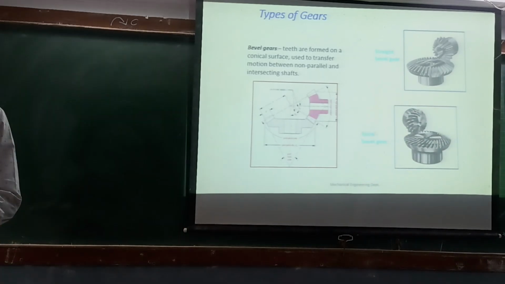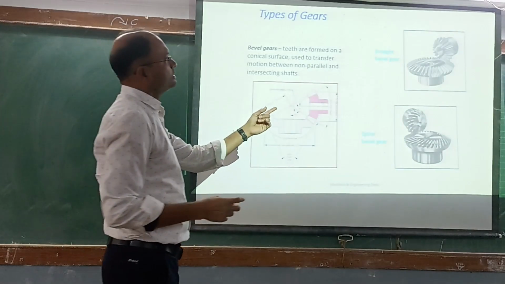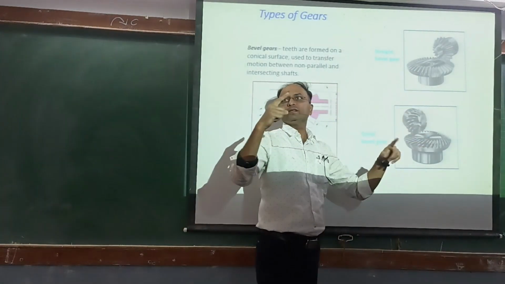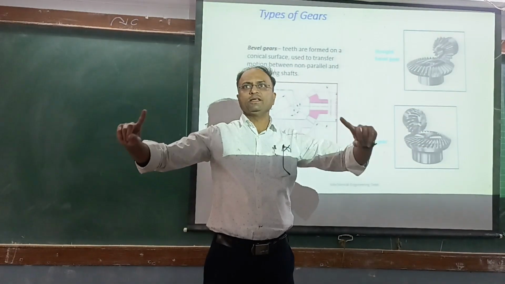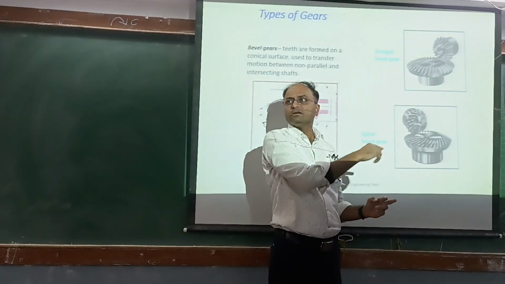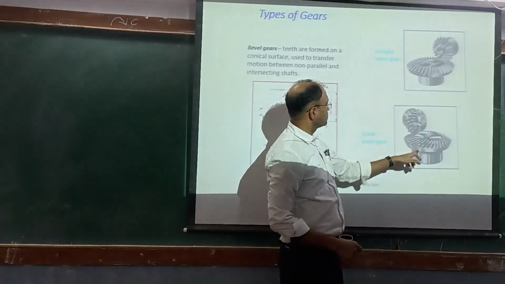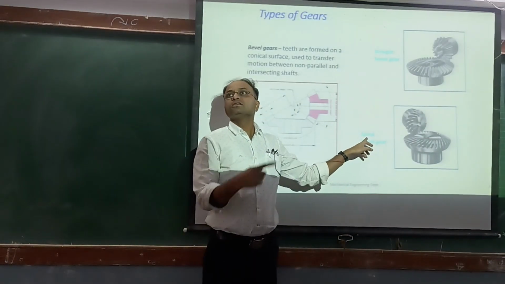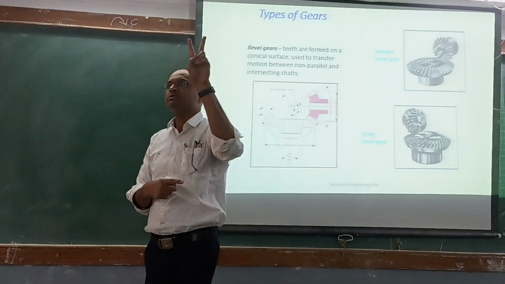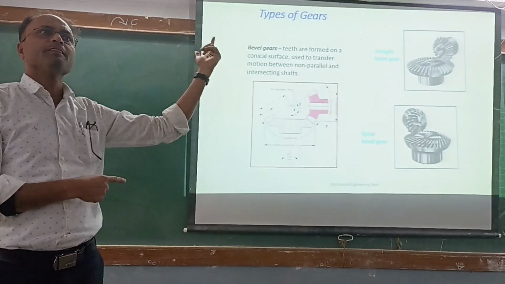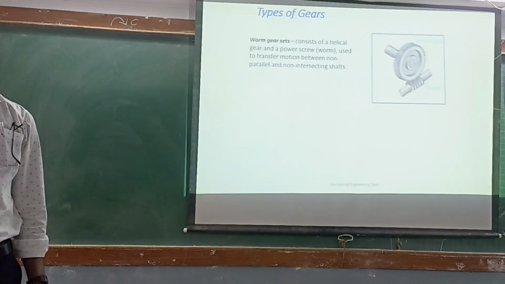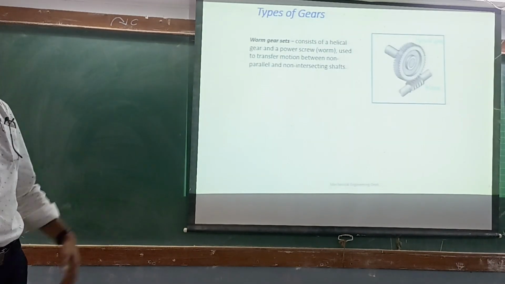Now in bevel gears, these teeth are straight with the cone surface. And here the teeth are at a certain curve. They are having curve, so accordingly they are called spiral bevel gears, and these are called straight bevel gears. So bevel gears are of two types: straight bevel gears and spiral bevel gears. We'll go into much more detail later on. Right now we'll see only an introduction of each type of gear.